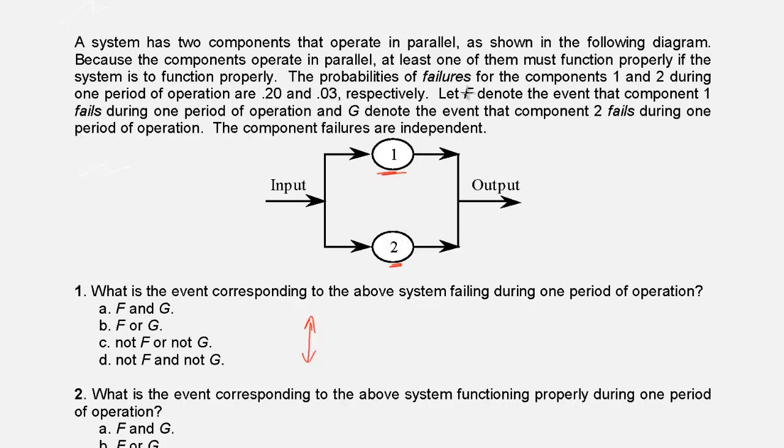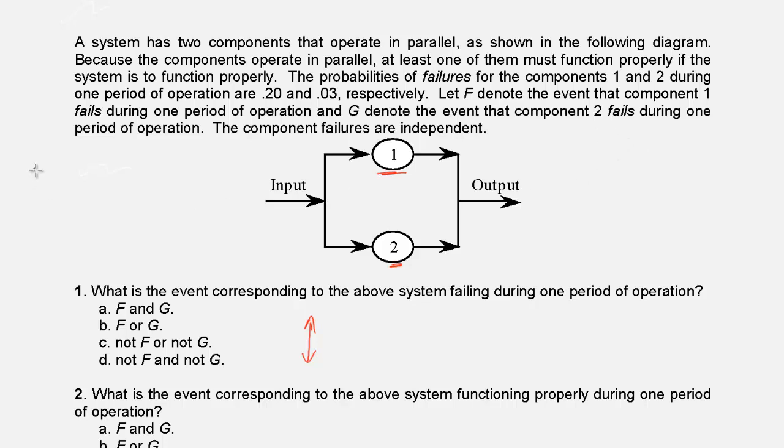It says the probabilities of failures for the components 1 and 2 during one period of operation are 0.2 and 0.03 respectively. So the probability of a failure for engine number 1 is 20%. For engine number 2 is 3%. Then it says let F denote the event that component number 1 fails during one period of operation, and G denotes the event that component number 2 fails during one period of operation.